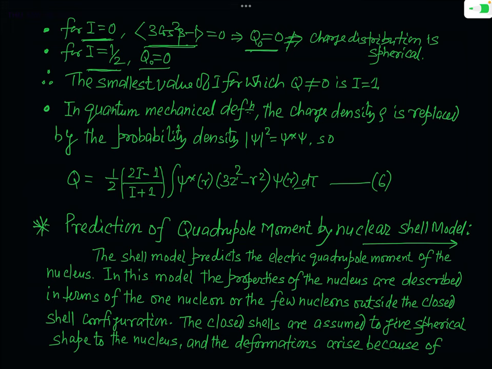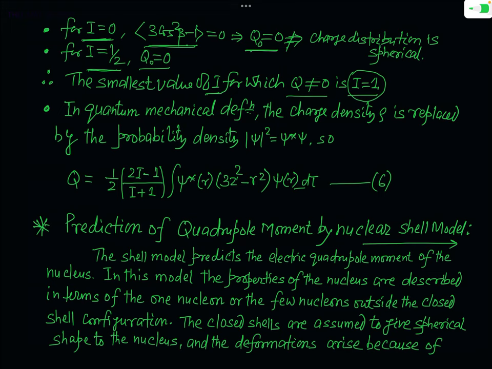Okay. It means the smallest value of the spin of nucleus for which quadrupole moment Q cannot be 0 will be I equal to 1. Because you have seen, if I is equal to 1 over 2, then quadrupole moment becomes 0. So you can say the smallest value of the spin of a nucleus for which the quadrupole moment is not 0, that will be actually equal to 1. Okay, remember this thing.